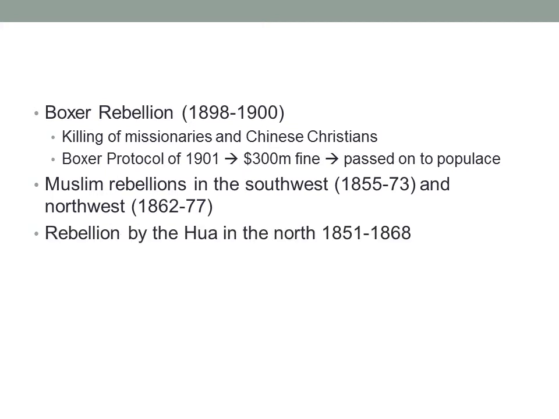You also have a rebellion by the Hua in the north, another ethnic group, and this is going to begin from famine. And so you see that there are religious issues, there's poverty, problems with food, and then of course this developing nationalism.